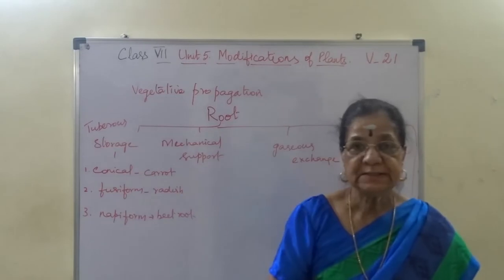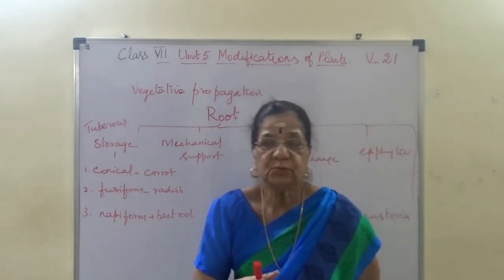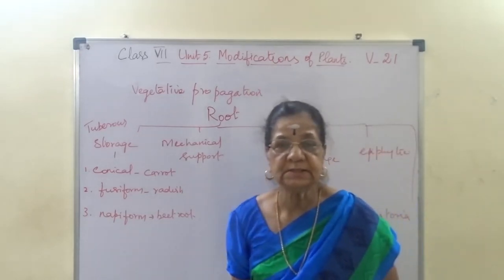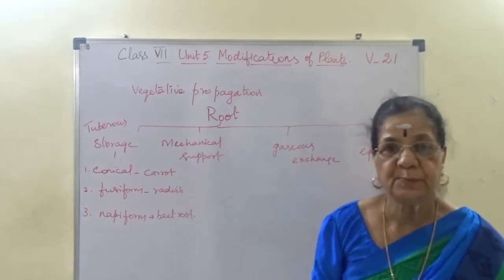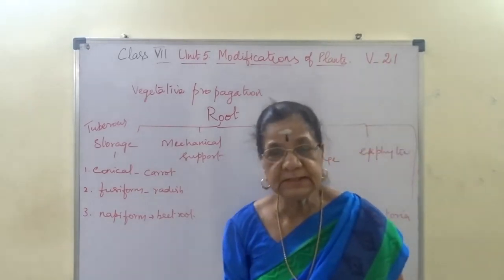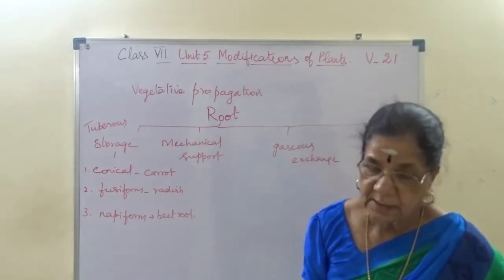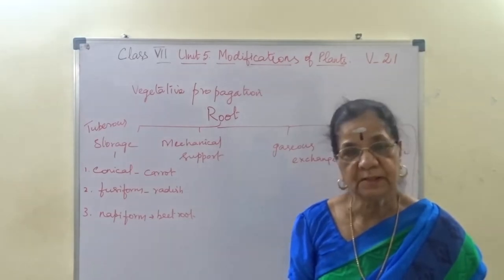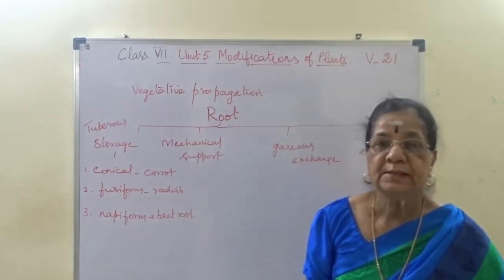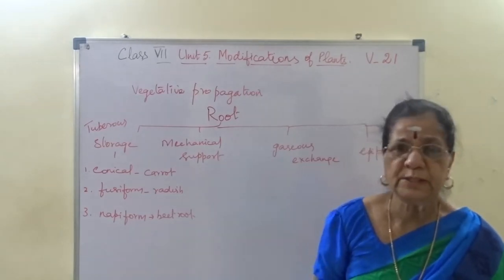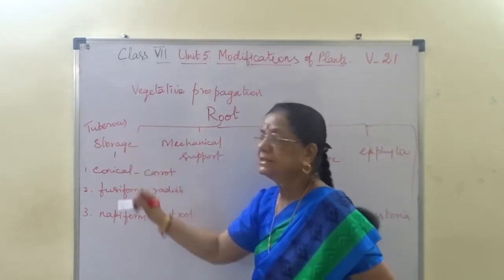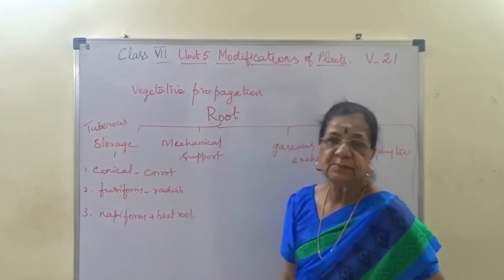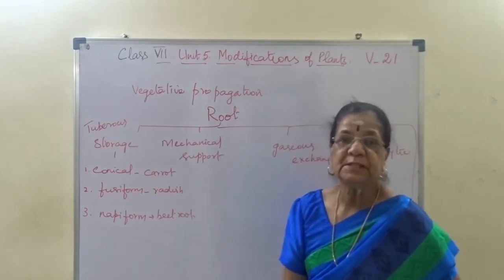Plants prepare food by the process of photosynthesis, that is carbohydrates. These carbohydrates are utilized by the plant parts. Sometimes the excess carbohydrates prepared by the green leaves are stored in root, stem or leaf, normally root and stem. And when it is stored in the roots it is called tuberous roots or storage root.